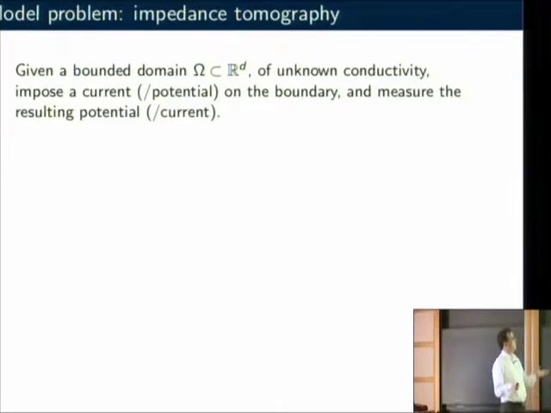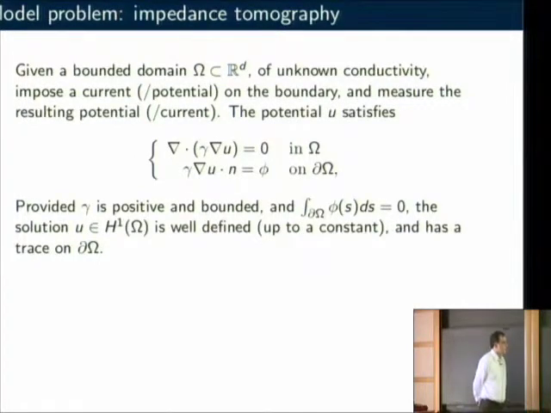So you have a bounded domain. You don't want to cut it up, so you want to stay outside. You have a non-constant conductivity inside, and you impose a current, and you measure the potential difference on the outside. Or you impose the potential and you measure a current, whatever is more convenient to do. Okay? So this is a conductivity equation. Gamma is your conductivity, or 1 over the impedance. Phi is your current, which is on the boundary. And what you want to measure is U on the boundary.